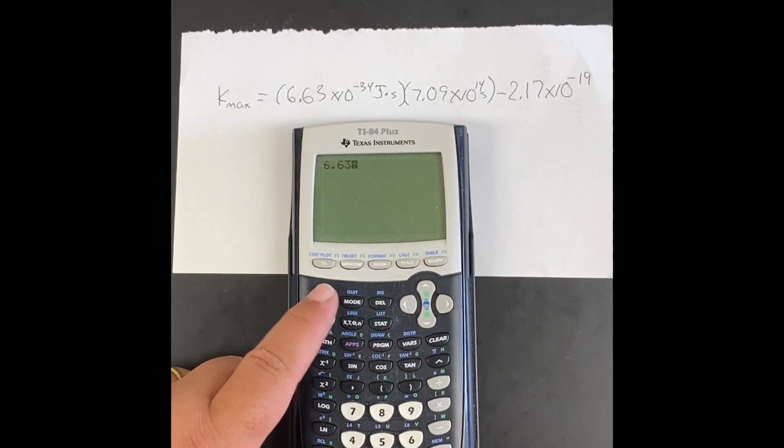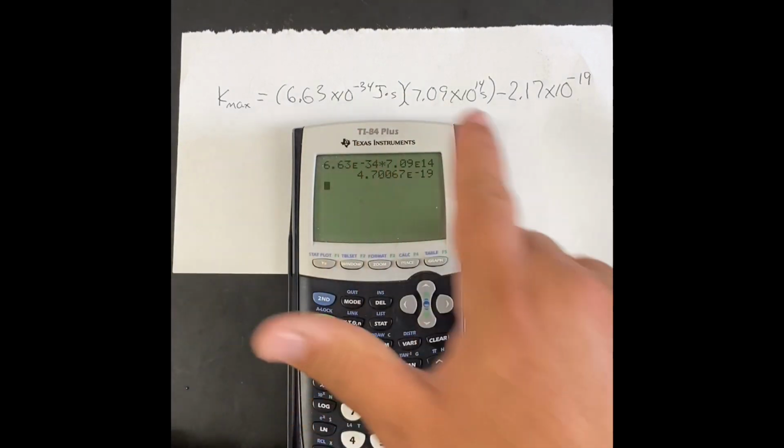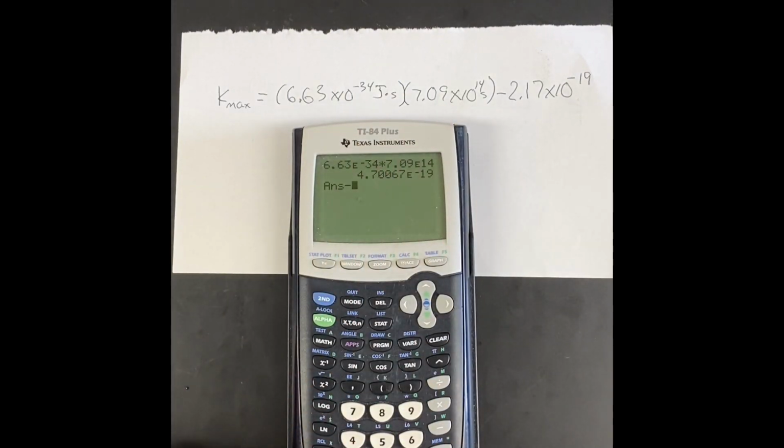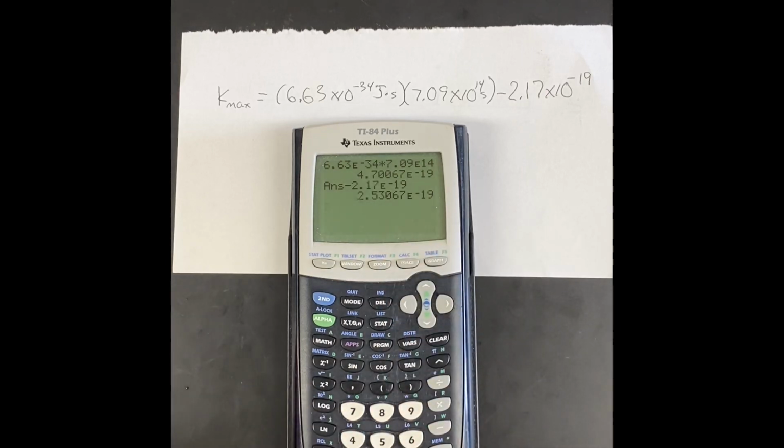6.63 times 10, so E, negative 34, times 7.09 times 10 to the 14, enter. We just multiplied those two numbers together. Minus 2.17 times 10 to the negative 19. And we get 2.53 times 10 to the negative 19.